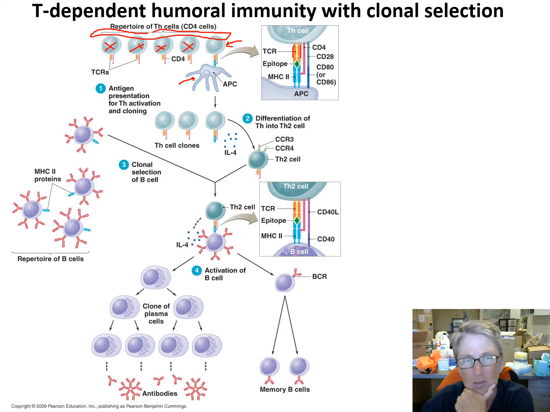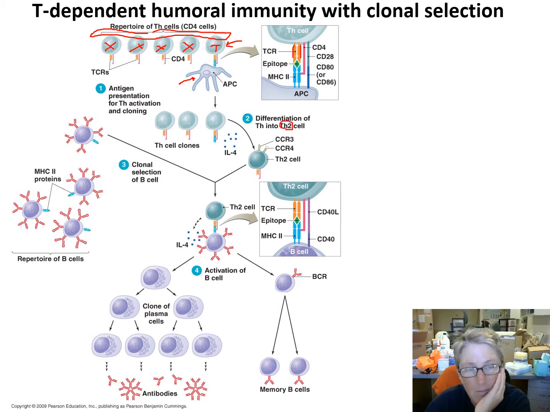And then this T cell formed a clone. So now you've got a clone of these T cells with this specific T cell receptor on them. And then it shows there's some IL-4 secreted, so that's a molecule that will help the helper T cell differentiate into a helper T cell number 2.